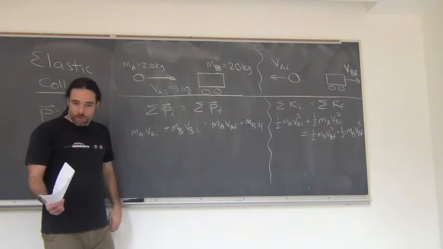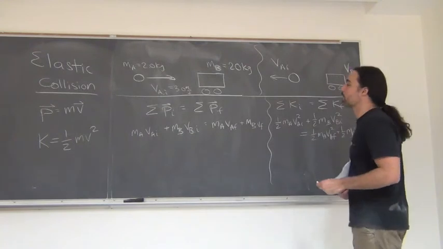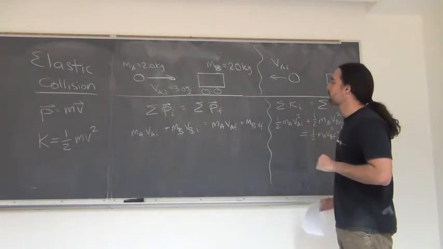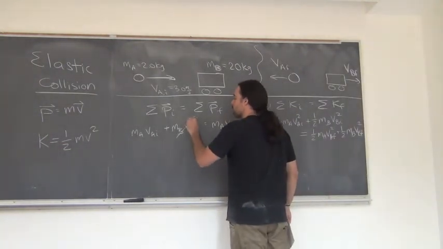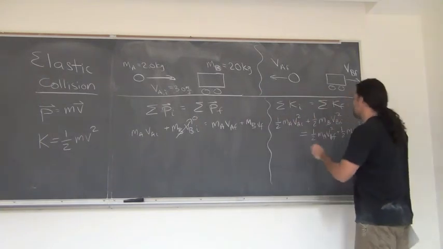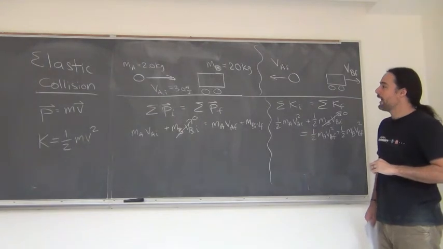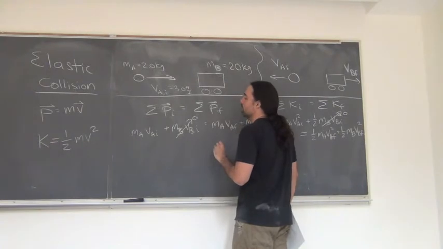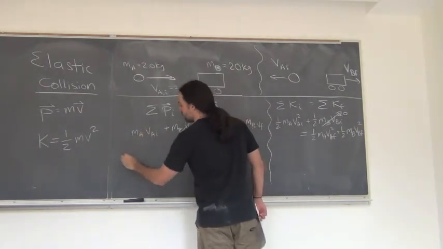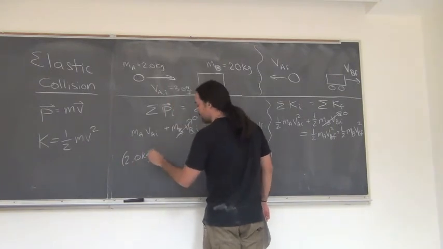Well, now we've got to solve. So let's see how that's going to work. I'm going to plug numbers in to make this a little bit easier. Well, first, I know the wagon has no initial velocity, so I'm just going to set that equal to 0. That term goes away. Same thing on this side. Term goes away. Then we have mass A times its initial velocity. So that's going to be 2 kilograms times 3 meters per second.